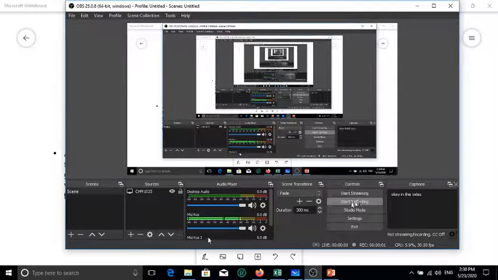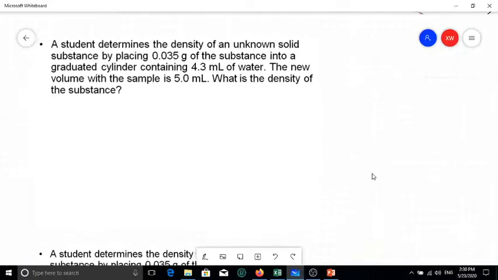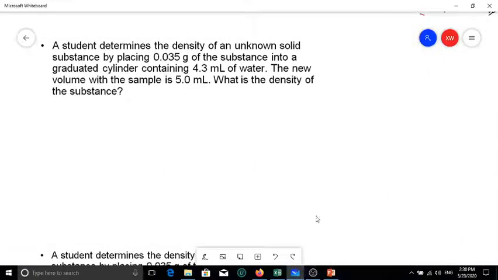Okay, in this video, we're gonna give a couple more examples of density calculations. Right, so here's the question. A student determines the density of an unknown solid substance by placing 0.035 grams of substance into a graduated cylinder containing 4.3 ml of water. The new volume with the sample is 5.0 ml. What is the density of the substance?